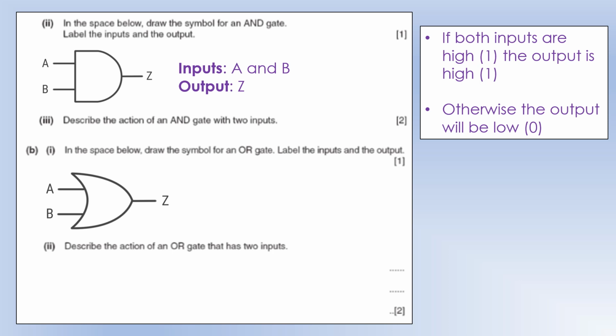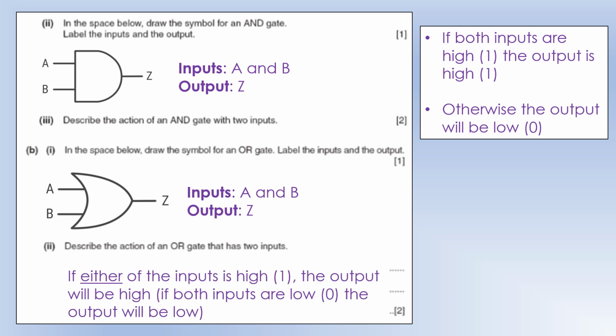So draw a symbol for an OR gate. So there's our OR gate. Again, our inputs are A and B, and our output is Z. In terms of describing an OR gate, this time, if either of the inputs is high, the output will be high. Doesn't matter if it's just one or both. If both inputs, however, are low, the output will be low. So in 3 scenarios, it will be high, and in 1 scenario, it will be low.